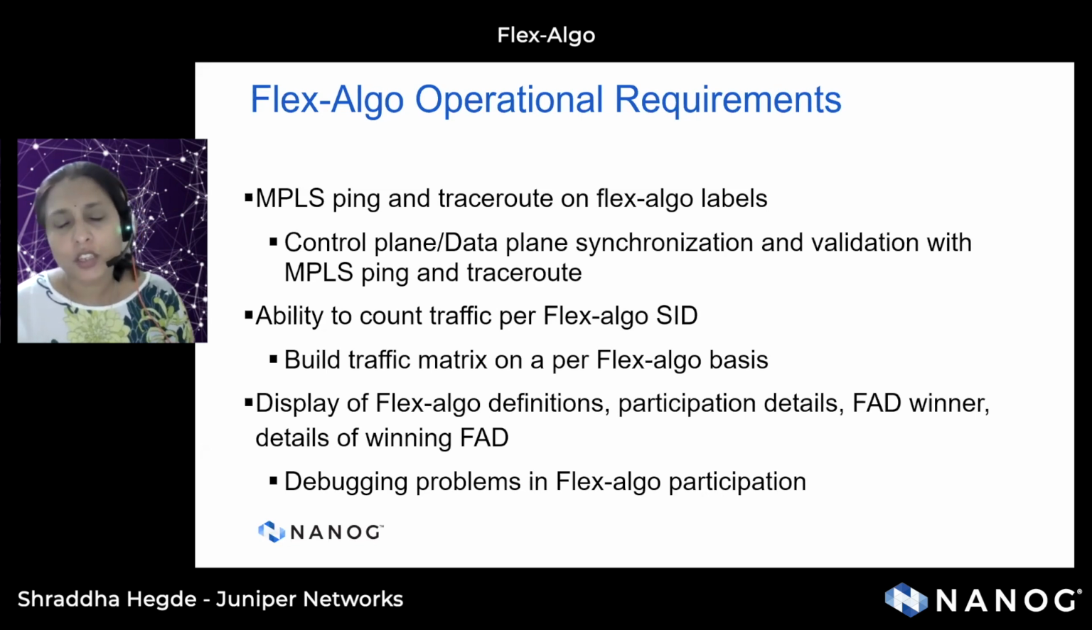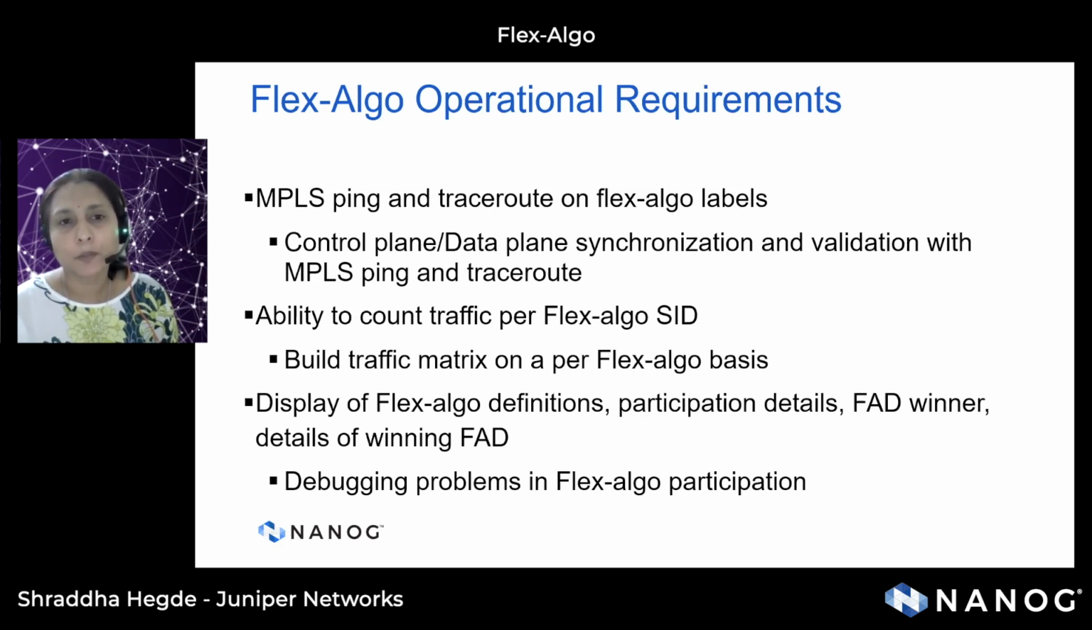So FlexAlgo is a new feature. When you deploy this new feature, operationally to deploy this or to debug this, what would be needed? I have listed down some of the operational requirements that I think an implementation should support to be able to easily debug this feature.